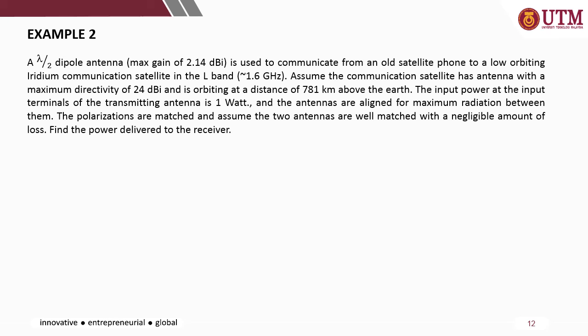Right, so in this case, the PR is equivalent to... let's look at example 2. A half wavelength dipole antenna, maximum gain of 1.14 dBi is used to communicate from an old satellite to a low orbiting Iridium communication satellite in the L-band, working in the frequency of 1.6 gigahertz. So we have half wavelength dipole. Okay, it's lambda over 2, and the maximum gain, so this is the transmitter. So we have the gain of the transmitter equal to 2.14. Don't forget the unit, and it's used to communicate to a low orbiting Iridium satellite.